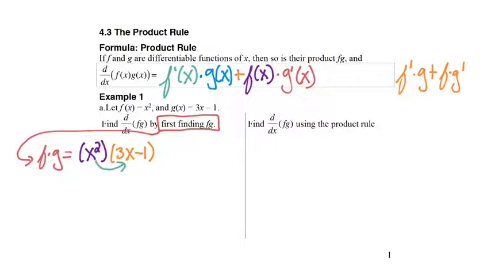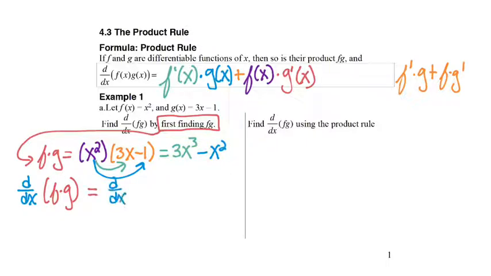So first thing I will do is distribute the x squared to the 3x, so I have 3x cubed, and distribute the x squared to the minus 1 to give me minus x squared. Now I'm ready to take the derivative of f times g, where I'm not going to look at it as the product of two functions. I'm going to look at it as the finalized product, which means I'm taking the derivative of 3x cubed minus x squared. And you guys should be pros at taking the derivative of this.